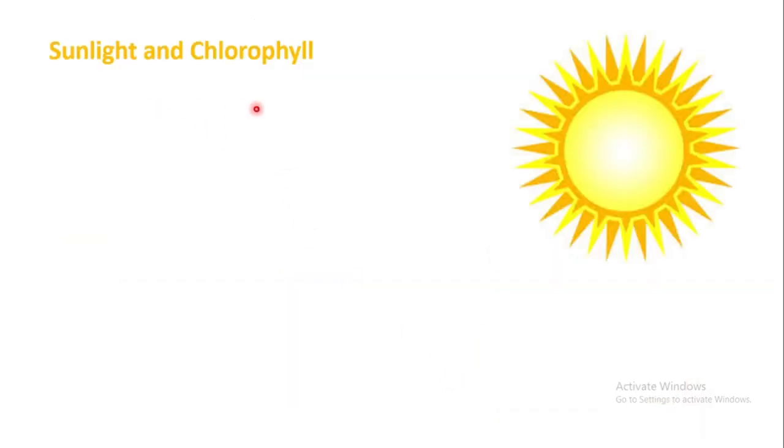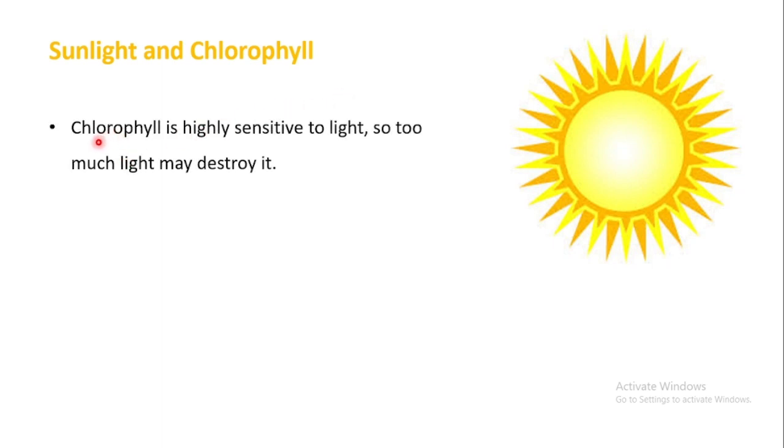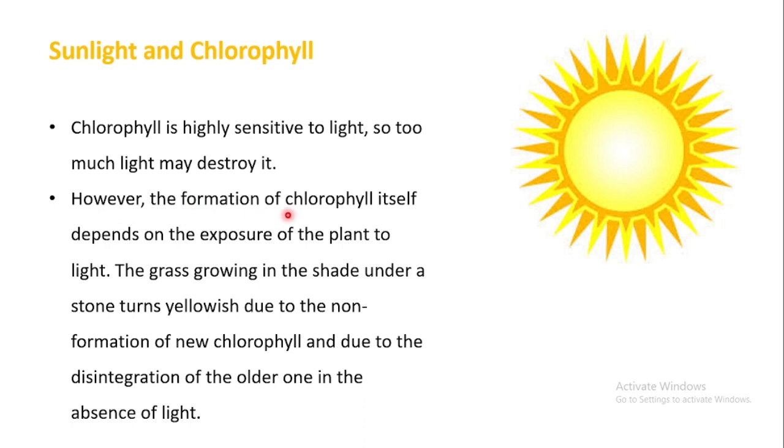Now let's talk about sunlight and chlorophyll. What's the relationship? So chlorophyll is highly sensitive to light. So too much light may destroy it. Although it requires sunlight, too much light may destroy the chlorophyll. However, the formation of chlorophyll itself depends on the exposure of plant to light.